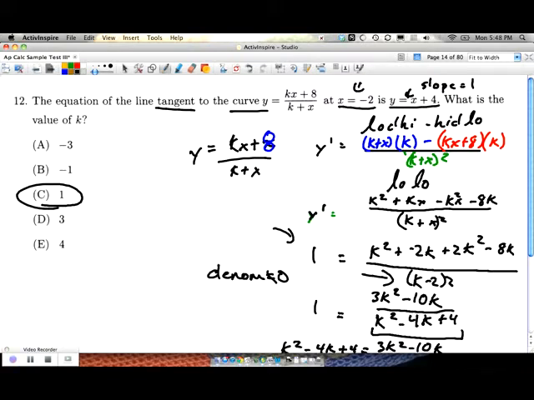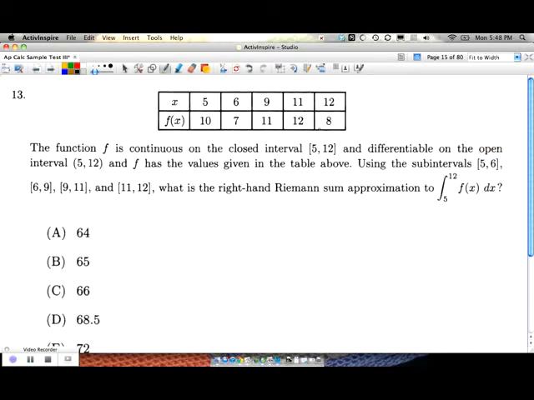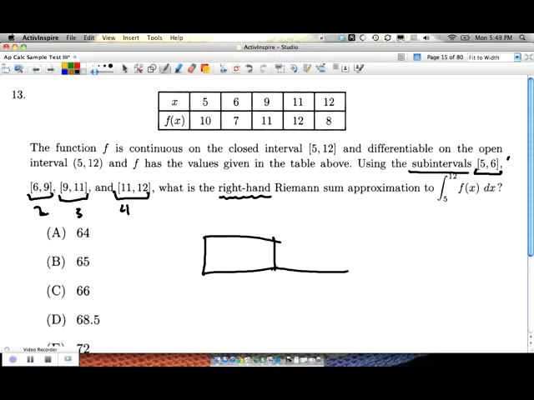The function f is continuous on the closed interval and differentiable on the open interval. Blah blah blah. Oh, use subintervals. So we got 5 to 6, 6 to 9, 9 to 11, and 11 to 12, and a right-hand sum. So how many boxes I got here? I got 1, 2, 3, 4. So I need to make 4 boxes. Because we're doing Riemann sum, we're going to be adding them together.